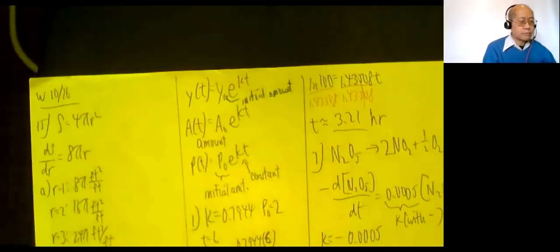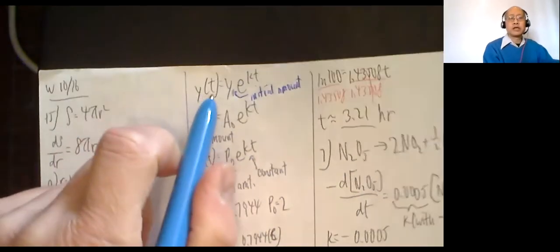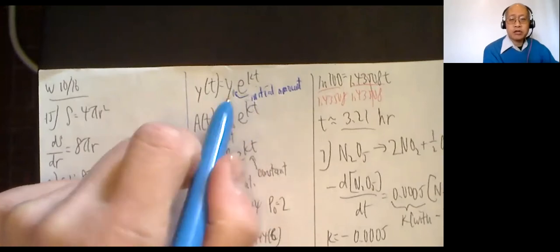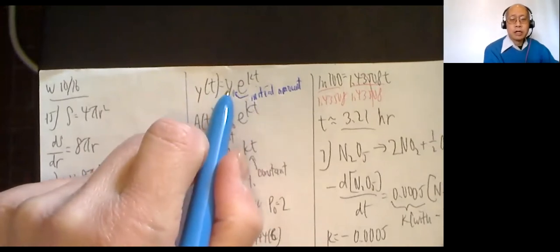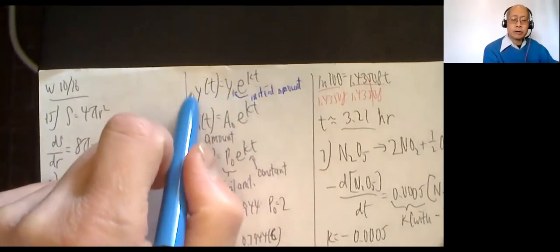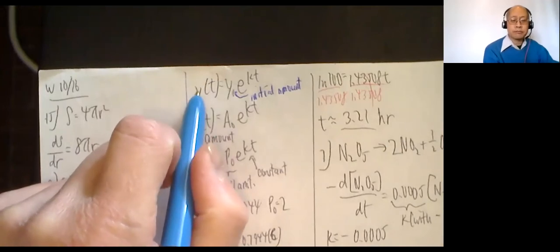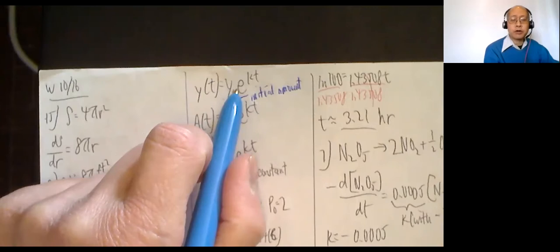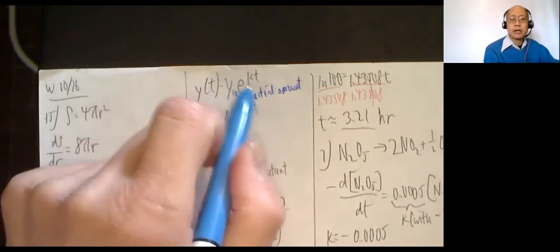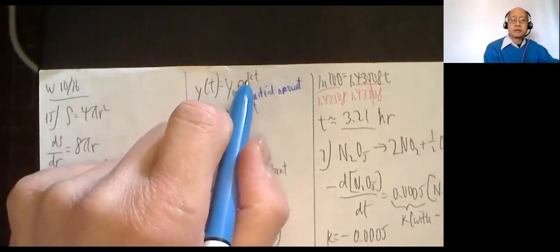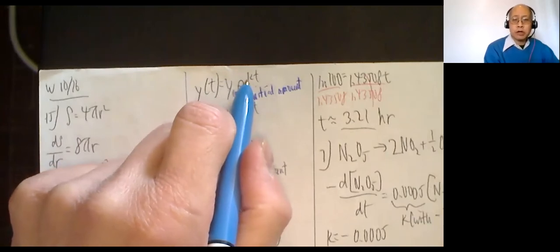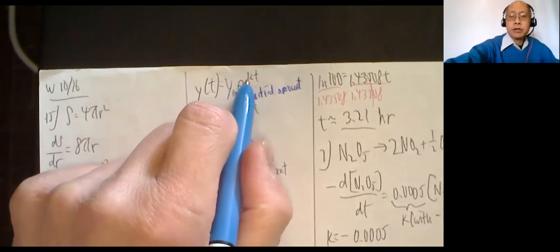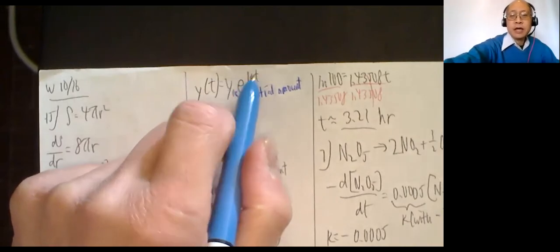Initial amount. y of t is y0 e to the kt. So y0 is the initial amount. That always goes here. The new amount goes here. Sometimes they give it to you, sometimes they don't. You know e, that's the base for natural logs, it's 2.718 and so on. k is a constant. Normally we'll solve for it. It's either positive or negative: positive if it's a growth, negative if it's a decay. And t is time.